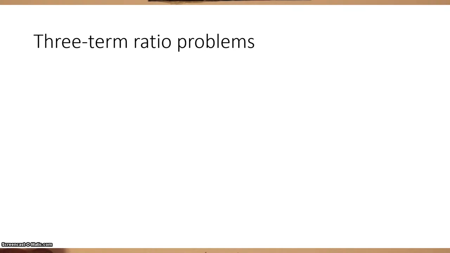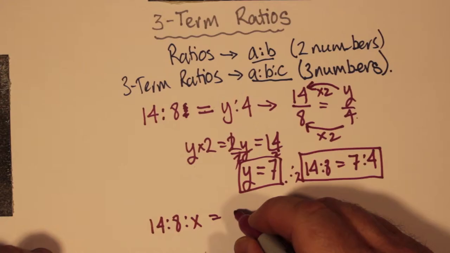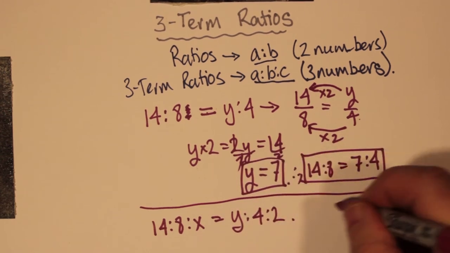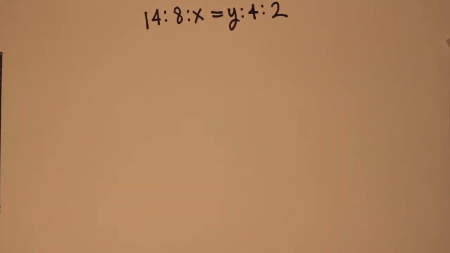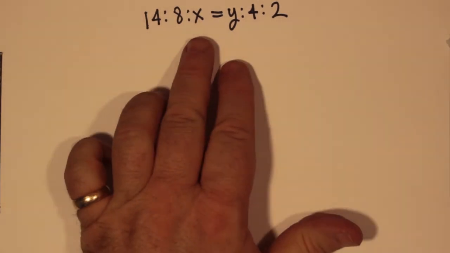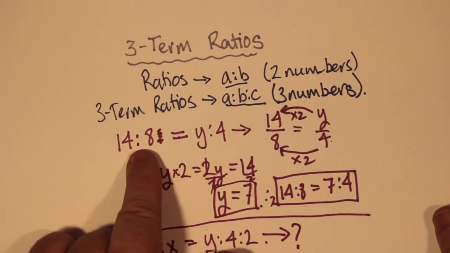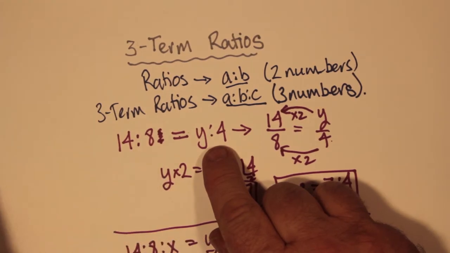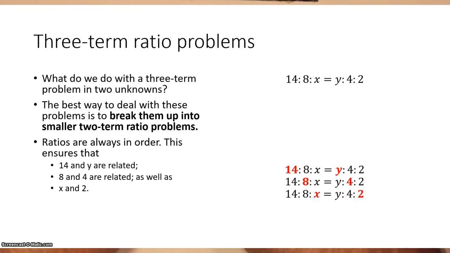All right, so what about three-term ratios? What if I had 14 to 8 to x equals y to 4 to 2? How do we deal with this problem? Now it's likely that you may not have seen three-term ratios before. This is the problem we're trying to solve, but we know what decisions to make with a ratio that has two terms in it. But what about one that has three terms in it? 14 is in proportion to y, 8 is in proportion to 4, x is in proportion to 2. And of course, within the ratios, these are in proportion to each other.